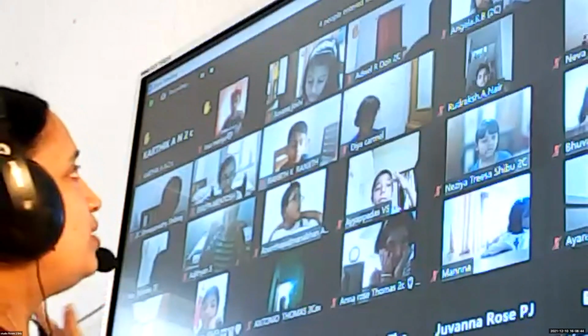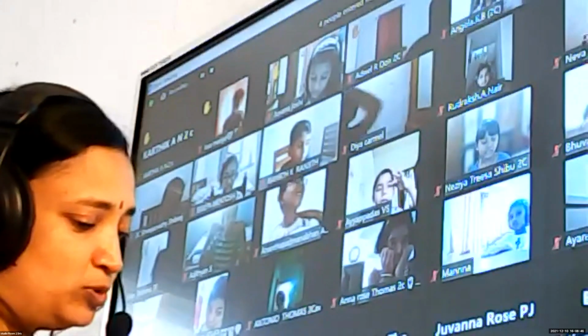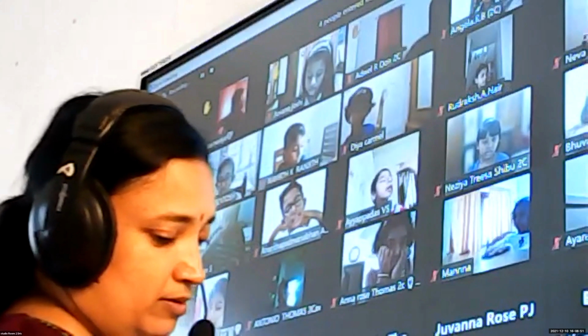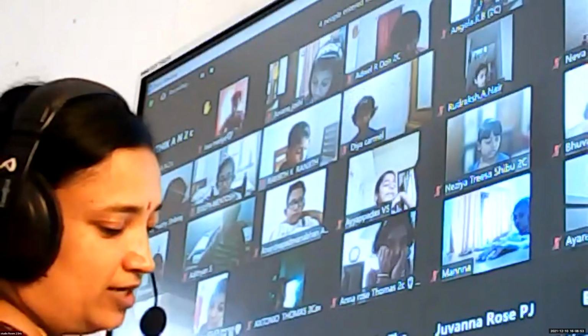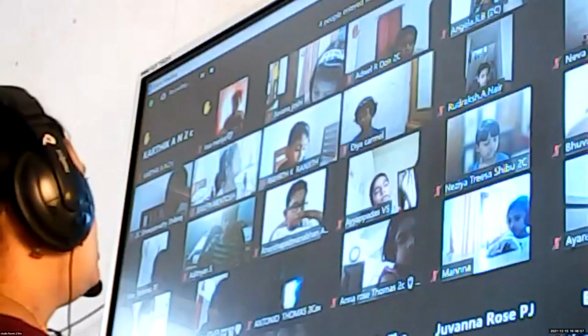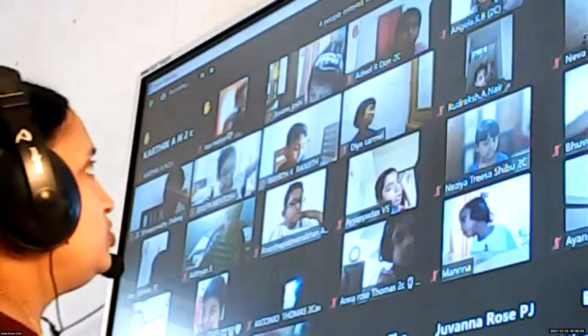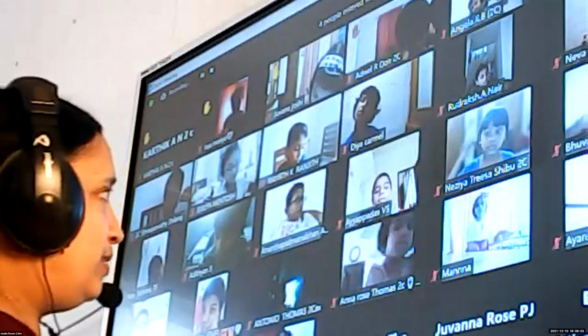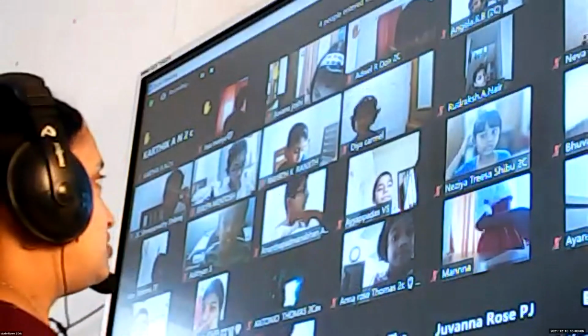So requesting each one of you to go through the entire portion till the cars would get stuck in the sand. From there onwards, we will continue in the next session. All right? Try to read that particular portion at least 5 times today itself. Then you will be able to remember what all you have learned.